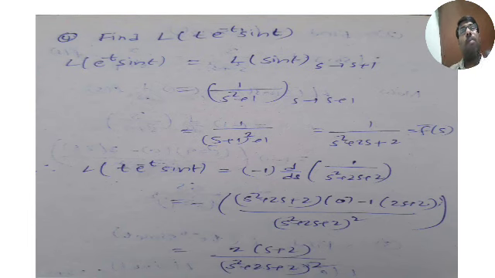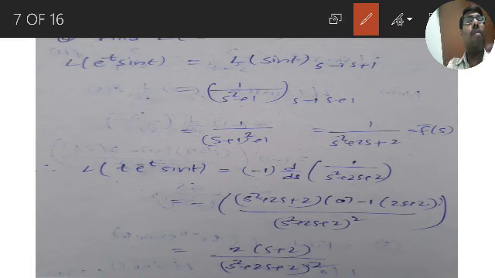Yes, this is the problem. The fourth one is again very similar to the third problem. What does it say? Find L of t into e power of minus t into sin t. By seeing the problem, we can note that it is from the multiplication by t method. Are you getting? Treat e power of minus t into sin t as one term. So t into e power of minus t into sin t.